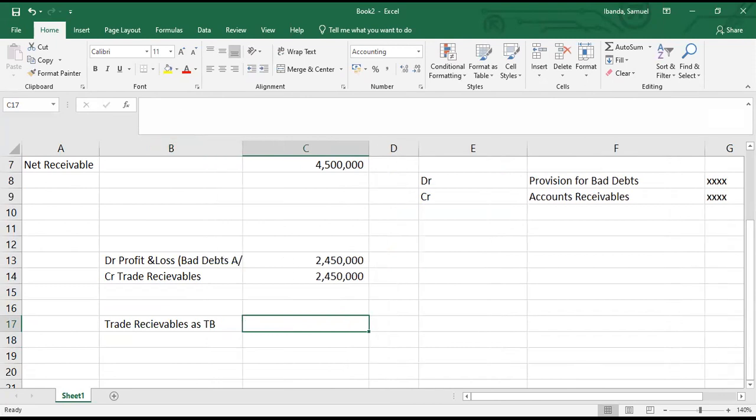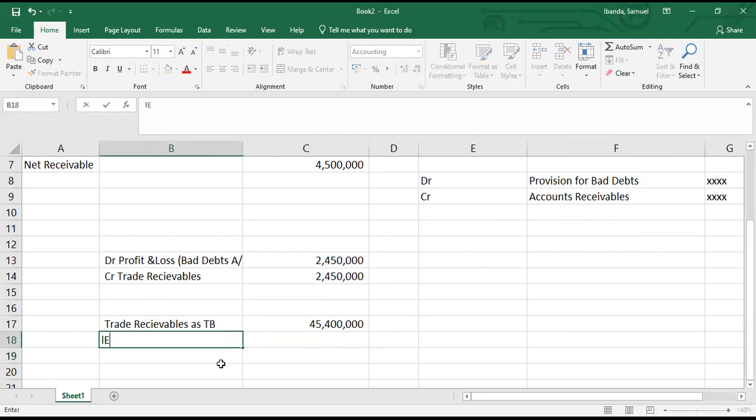So what do we have as per the trial balance for trade receivables? It's 45,400. These ones are thousands. So it is 45,400 thousand, I think it's like that, 45,400,000. So we have to calculate the new value of receivables after the write-off. Remember, we are crediting. So let's write off.